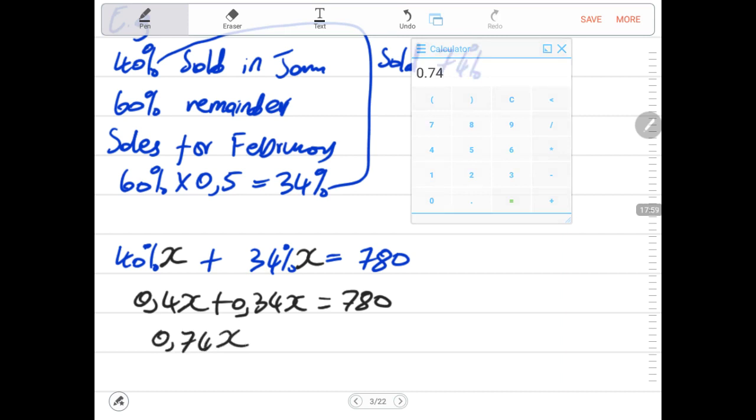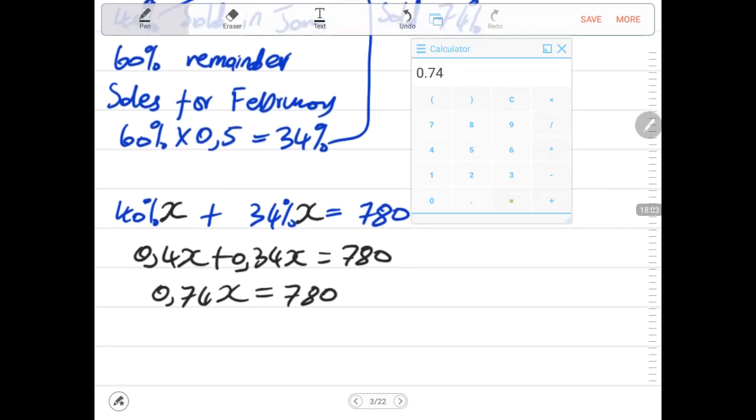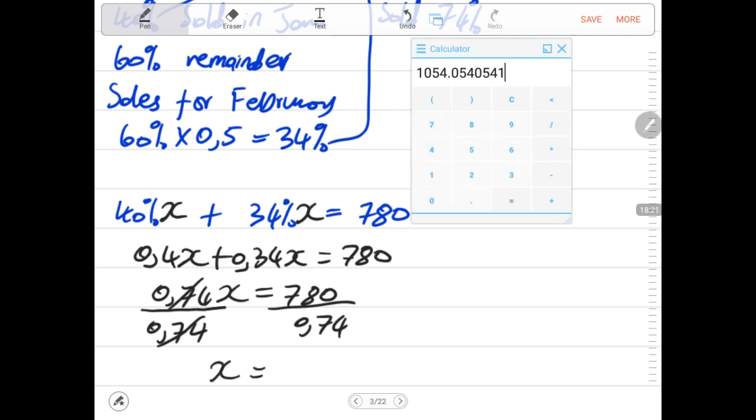0.74X, with X representing the number of sheep, is equal to 780. So now we are looking for X, which is the number of sheep. We cancel 0.74 and divide here by 0.74. So X, the number of sheep, is 780 divided by 0.74. This gives us 1054.